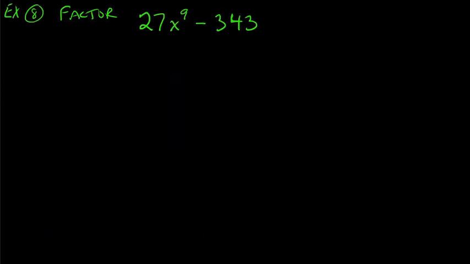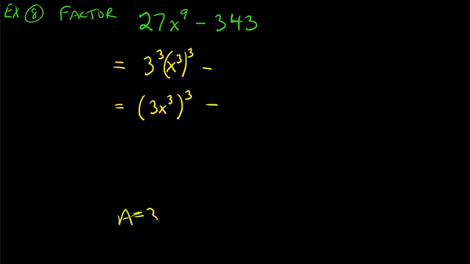Okay, 27x to the 9 minus 343. Right, and this really is a difference of perfect cubes. Got it? All right. So 27 is 3 times 3 times 3, and x to the 9 is x to the 3 to the 3. So this is really 3x cubed all raised to the third power. That tells me what a is. A is just 3x cubed.